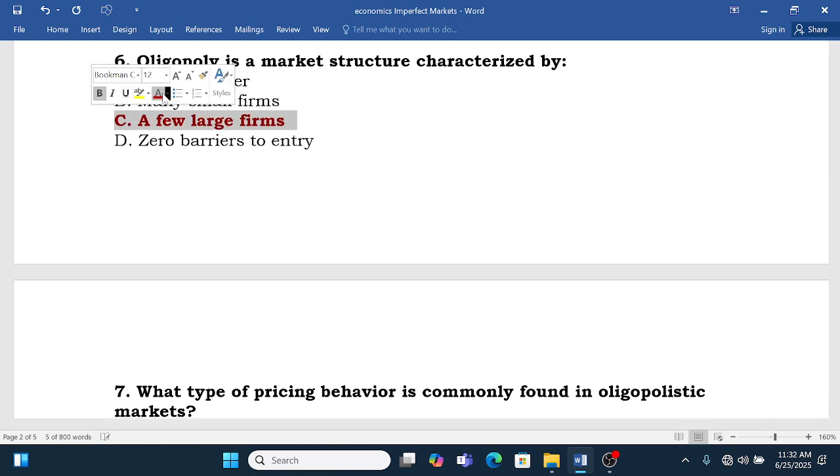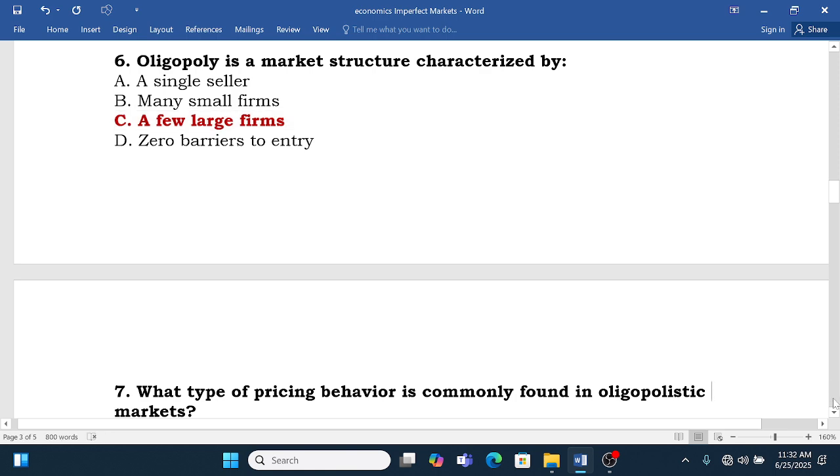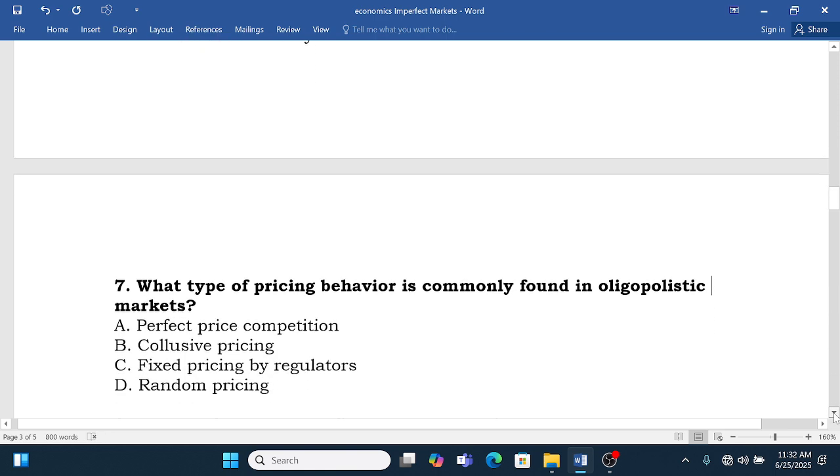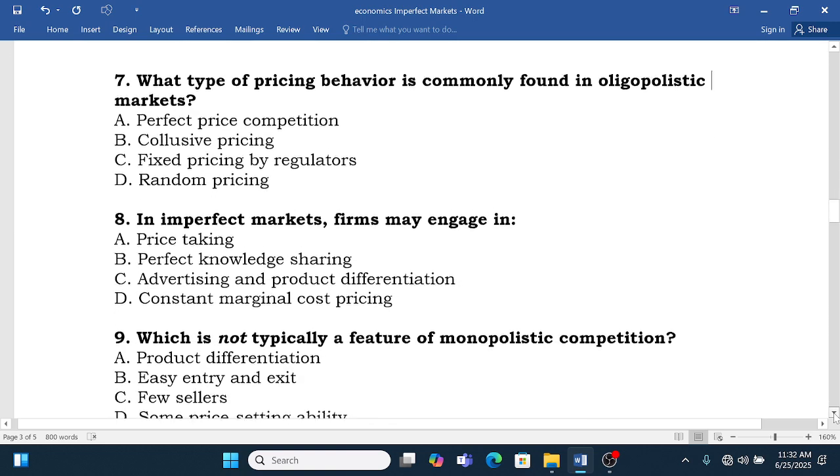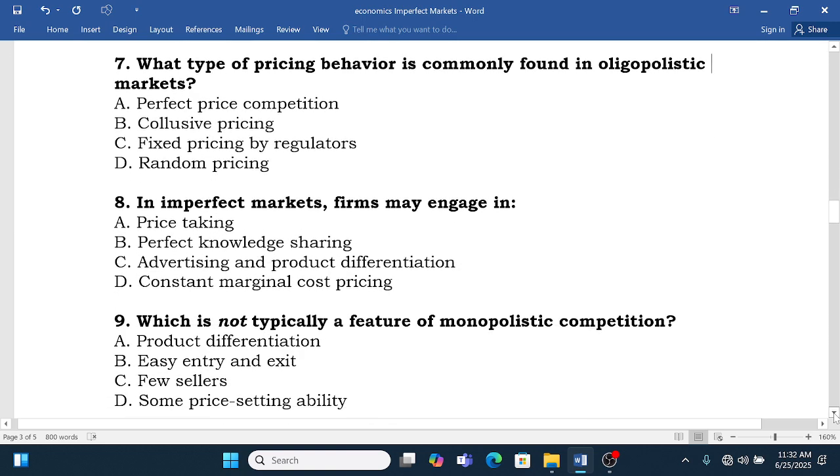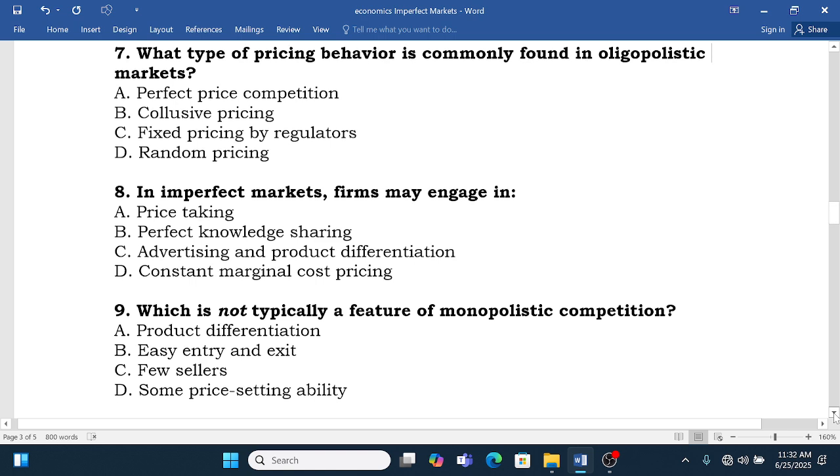We go to question number 7. Question number 7 is asking: what type of pricing behavior is commonly found in oligopolistic markets?